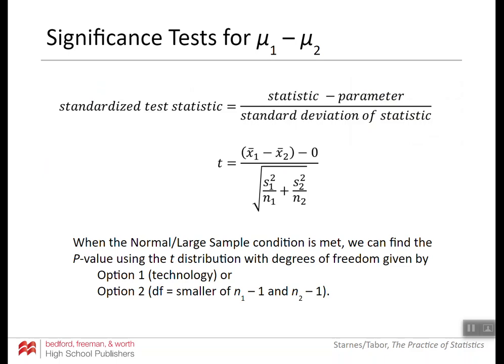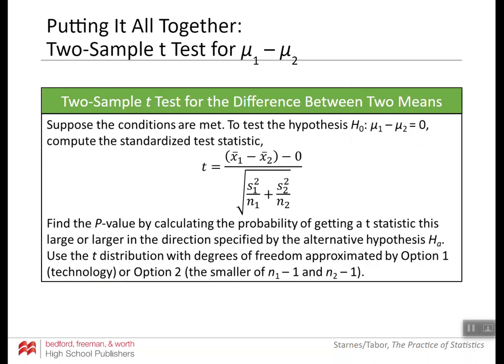Okay. It's the same thing. When the conditions are met, if your null hypothesis is that mu1 minus mu2 is 0, here's how you calculate the test statistic. Find the p-value by calculating the probability of getting a t-statistic this large or larger in the direction specified by the alternative hypothesis, and choose your method for finding the degrees of freedom.